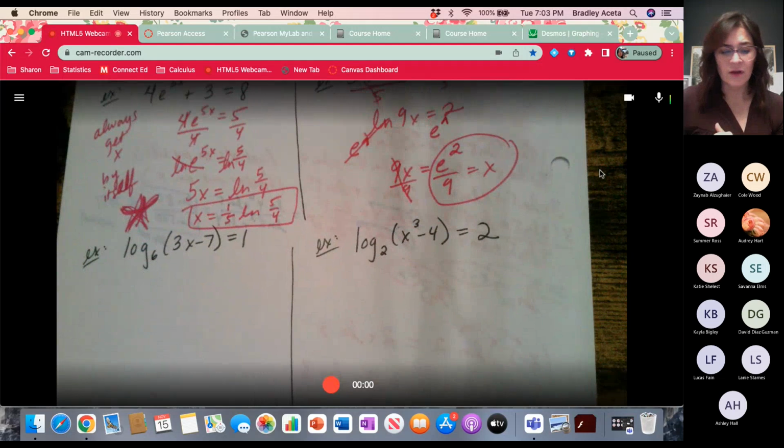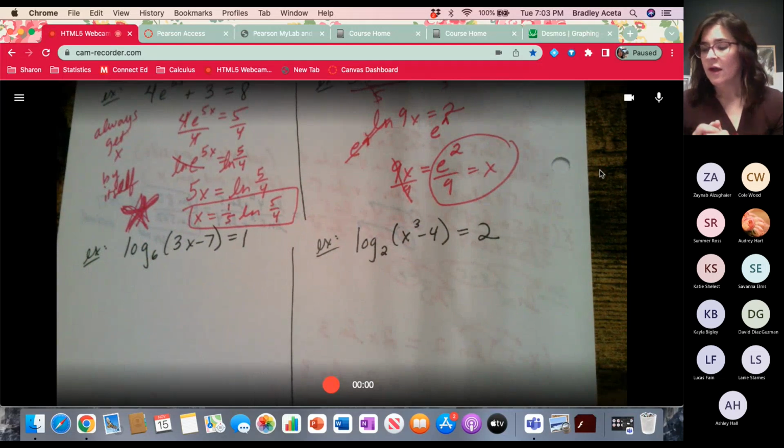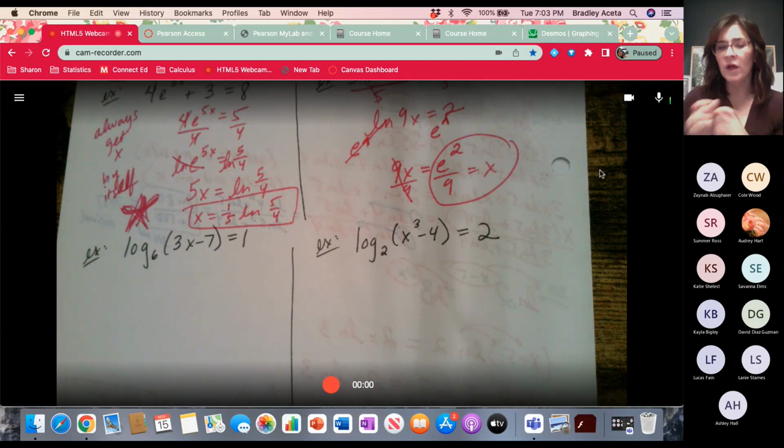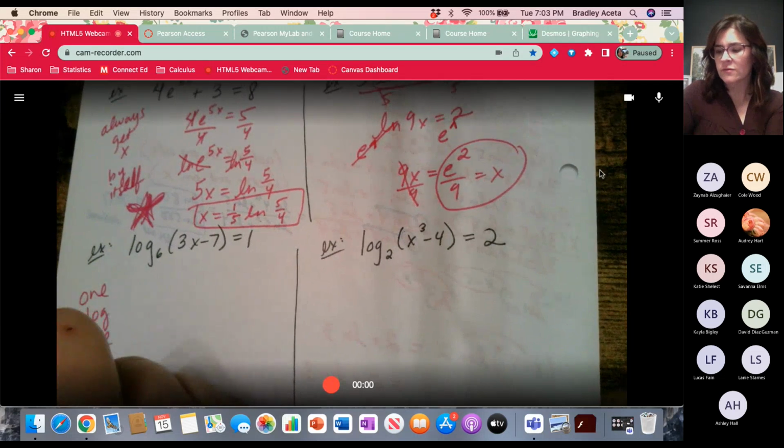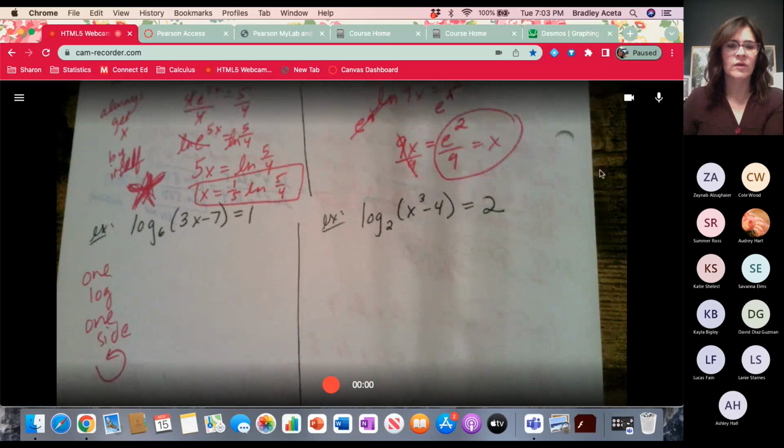All right, some more logs. I always want you, and I always say this to my students, to look for a single log, is what it's called. If I have one log on one side, you're going to do the whole zoop, one log, one side.